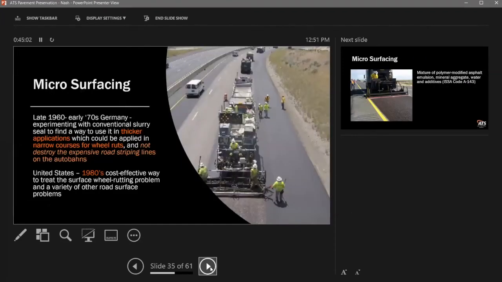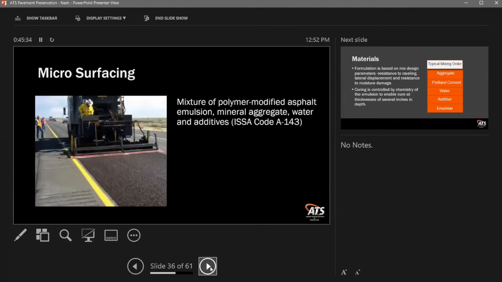So microsurfacing was the next treatment that we were going to go through. This was developed in Germany to be used on the Autobahn in order to repair some of the rutting. They didn't want to do a whole repave because it was ridiculous to try and pave while there was traffic out there. So using microsurfacing to fill in the wheel ruts was the idea behind this. It picked up in the United States around the 80s and was basically an effective way to do rutting treatments.